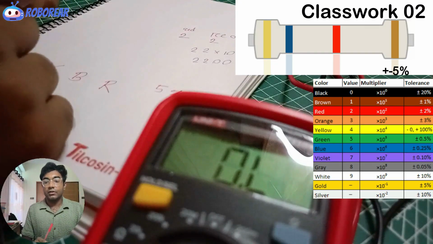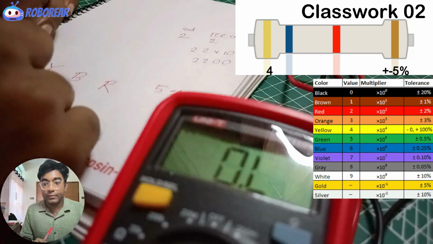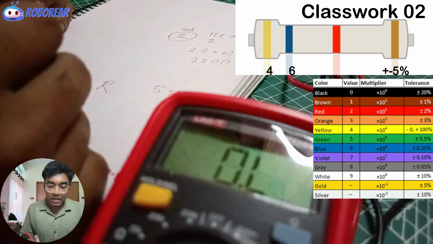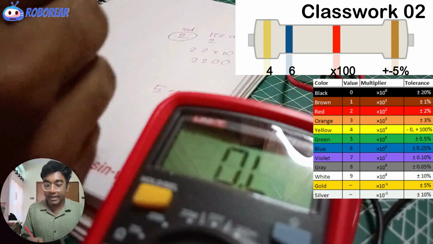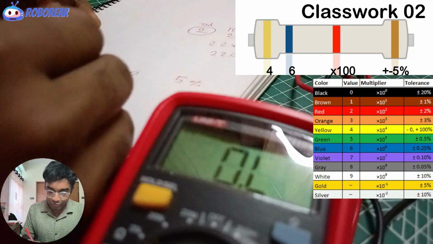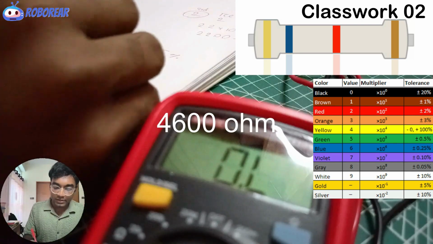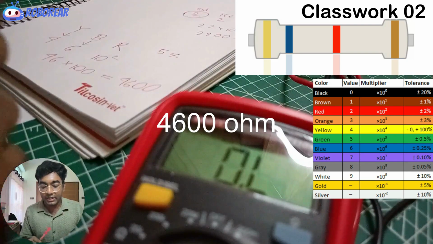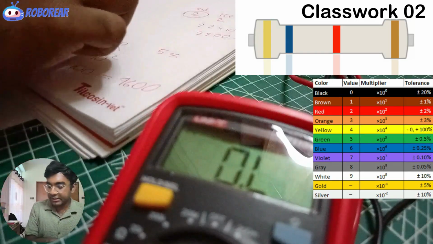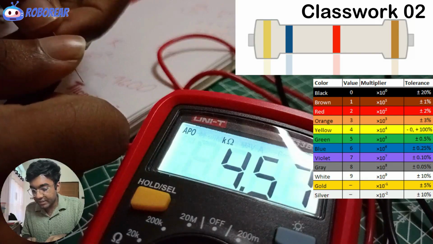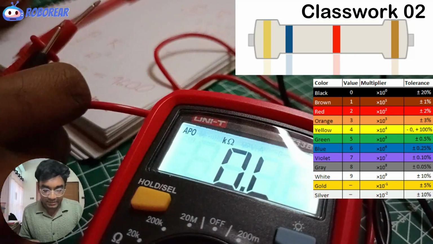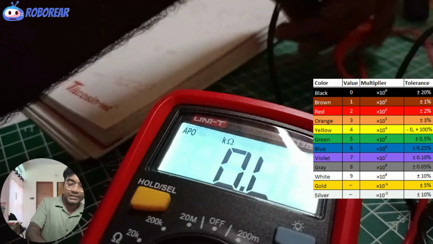For yellow, the value is actually 4, and for blue, the value is actually 6. And red, we already have: red means 2, so the multiplier is 10 to the power 2. So the value is 46 times 100, which turns out to be 4,600. So it's around 4,600 ohms with 5% tolerance. Let's measure this also. So you can see 4.57 kilo ohms. That's actually around 4.6 kilo ohms, or 4600 ohms.